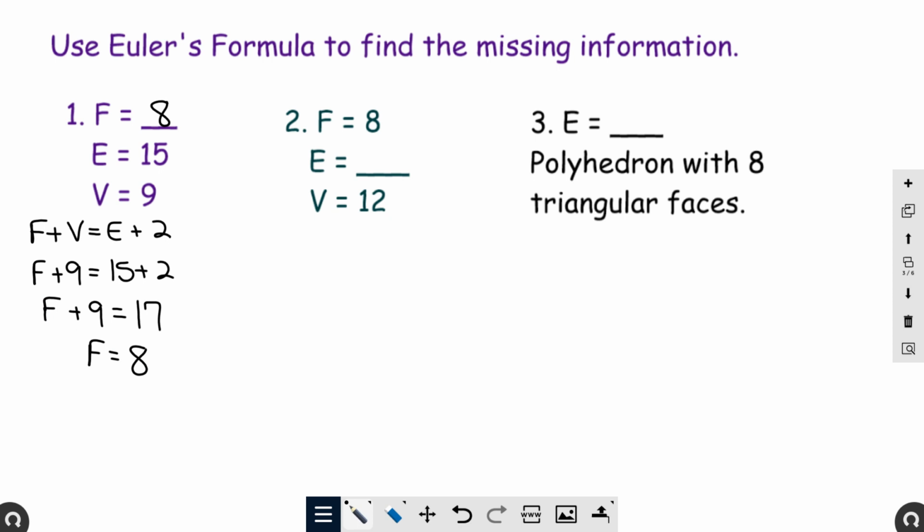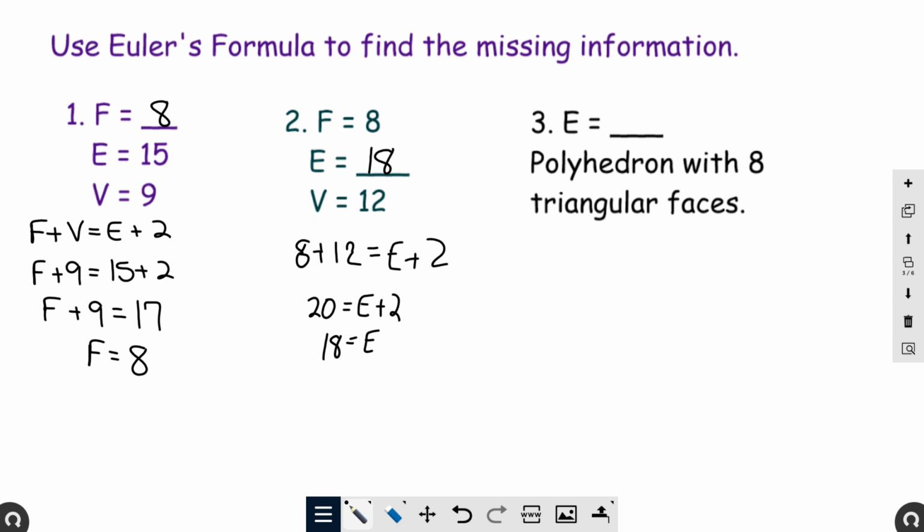All right, let's do number 2. So we would say 8 plus 12 equals E plus 2. So 8 plus 12 is 20, which equals E plus 2. So E would be 18. So pretty simple when it gives it in that form where it tells you what two of them are, you can find the other one.